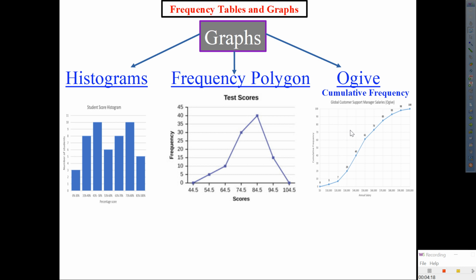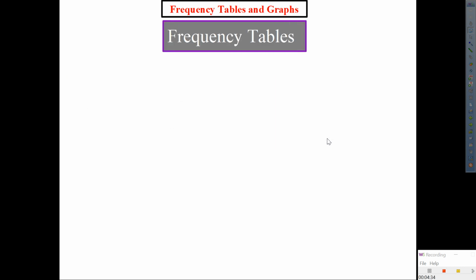Today I'm going to take a step back and talk about frequency tables. So write these down, please. Frequency tables, also known as frequency distribution tables. They're the same thing. So if you hear frequency tables or frequency distribution tables, it's the same thing.